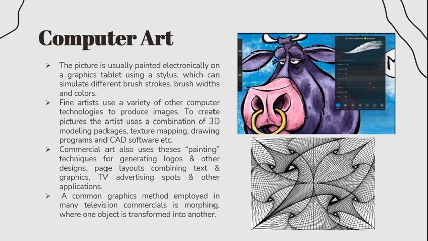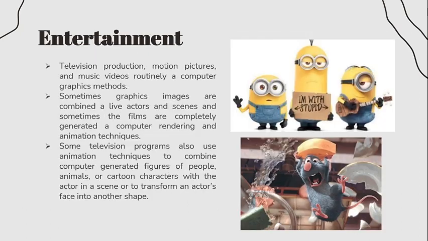Commercial art also uses these painting techniques for generating logos and other designs, page layouts combining text and graphics, TV advertising spots, and other applications. A common graphics method employed in many television commercials is morphing, where one object is transformed into another.